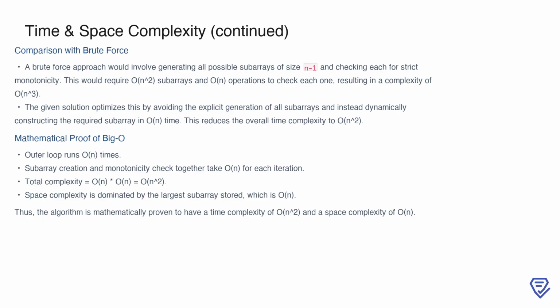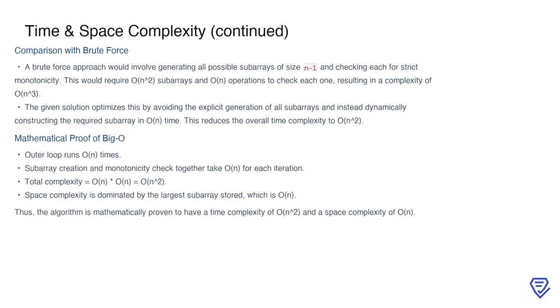Comparing our solution to a brute force approach reveals significant optimization. A brute force method would generate every possible subarray of size n-1 and check each for strict monotonicity. This requires n squared subarrays, and since verifying monotonicity for each subarray takes O(n) time, the overall time complexity would balloon to O(n cubed). In contrast, our solution avoids explicitly generating all subarrays. Instead, it dynamically constructs the required subarray in O(n) time during each outer loop iteration. This optimization reduces the total time complexity to O(n squared).